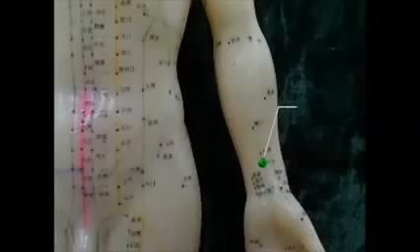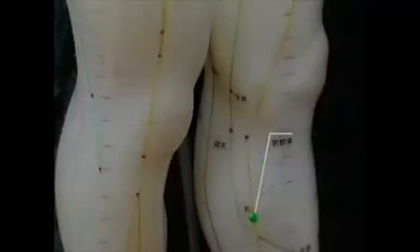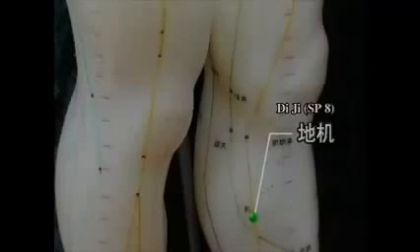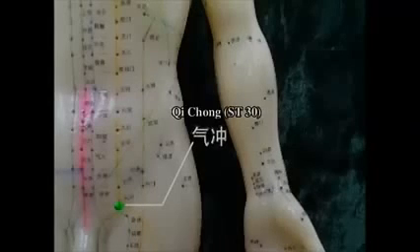Spleen 4 and Pericardium 6 are 2 of the 8 confluence points and can regulate menstruation and rectify qi. Spleen 8 is the cleft point of the spleen channel and is a point that treats the blood. Stomach 30 is the confluence point of the foot Yangming channel and the Chong channel. The combined effect of these points is to contain and harmonize the Chong and Ren channels.